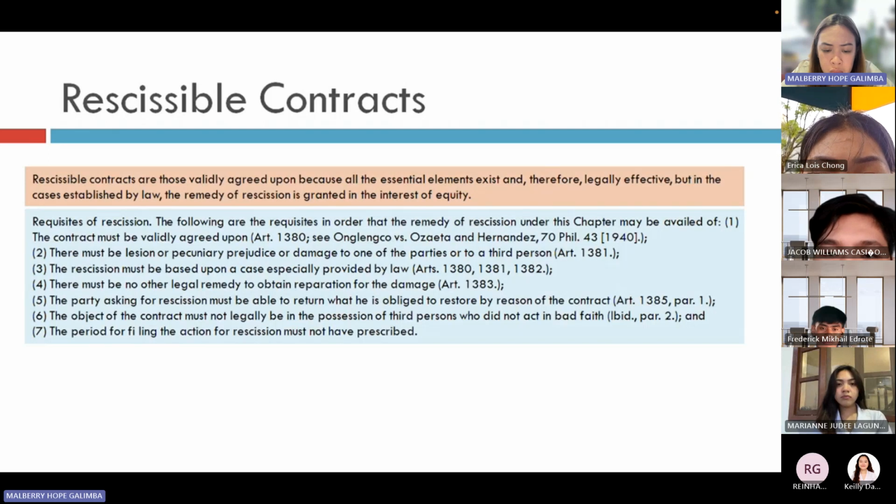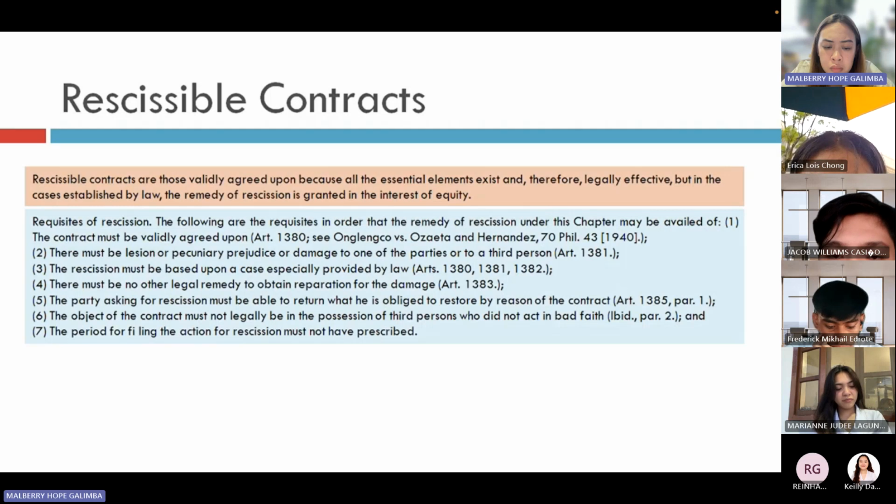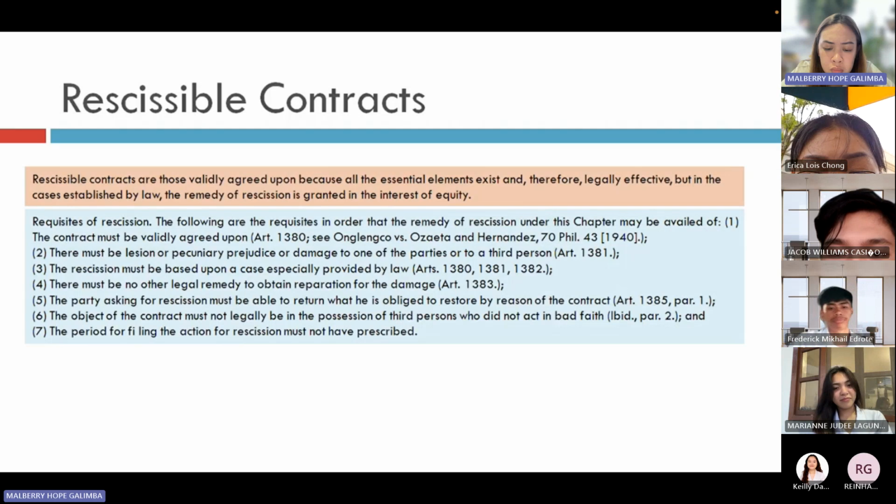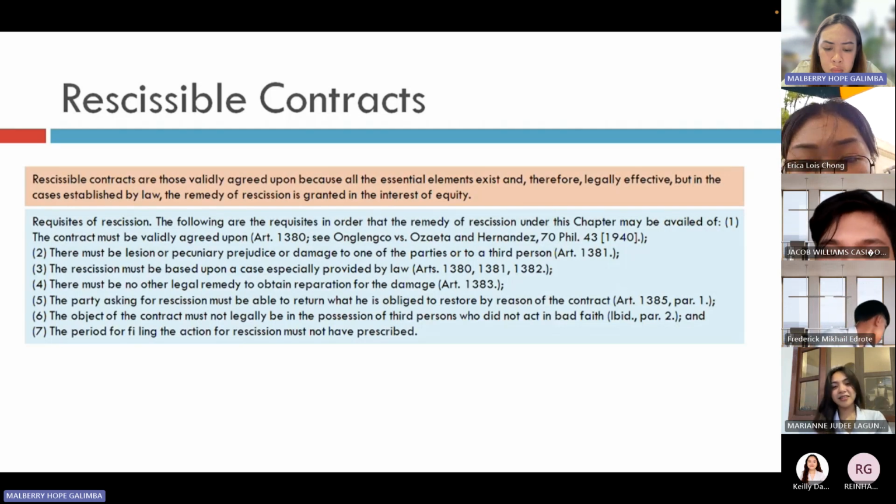Number six, the object of the contract must not legally be in the possession of a third person who did not act in bad faith. For example, na ay third person nga nagpalit nga in good faith. It says here the object of the contract must not legally be in the possession of a third person who did not act in bad faith, because the remedy of this contract is restitution. The effect of the contract is restitution, ibalik tong property. So it cannot be done when you cancel the contract, and if the object sought to be returned is already in possession of a third person who is in good faith, legally in possession of the object, then rescission will no longer be possible.